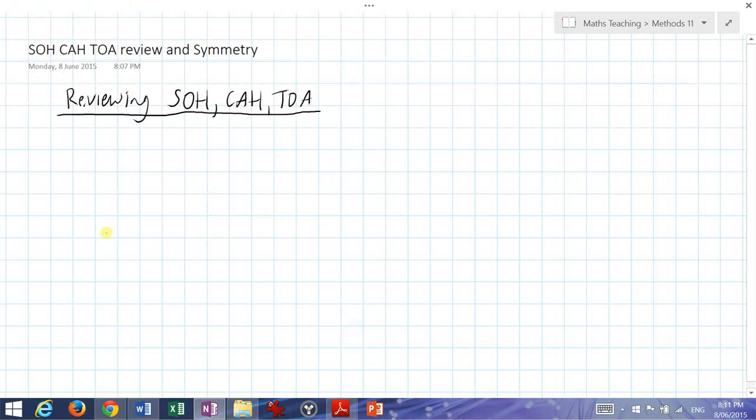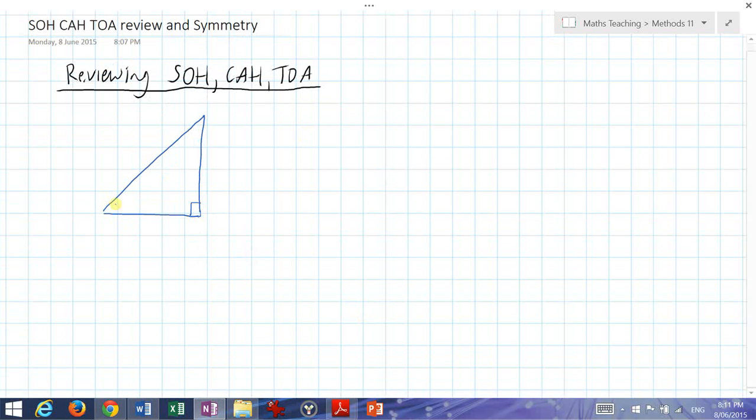SOH CAH TOA. Let's have a look. This is a triangle. This is a right angle triangle. We say that if we have an angle over here, then this side is going to be the opposite. This is going to be the adjacent, and this one here is the hypotenuse. I think that's spelled right. Maybe there's another E in there.